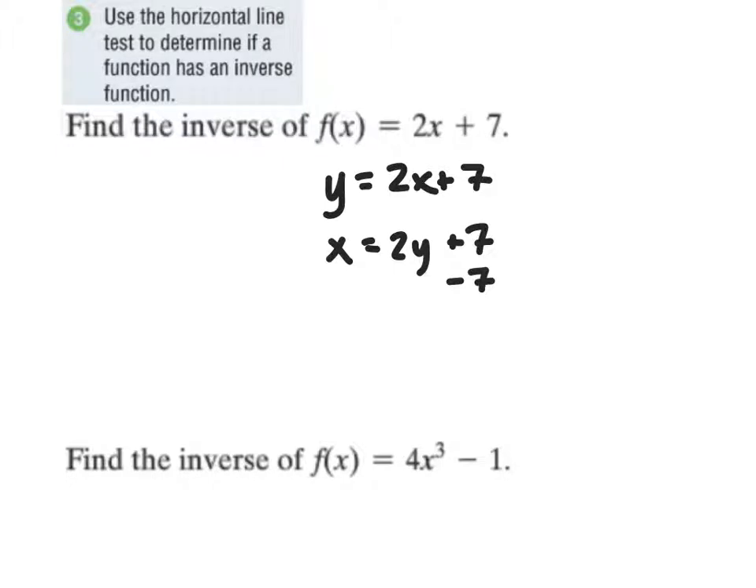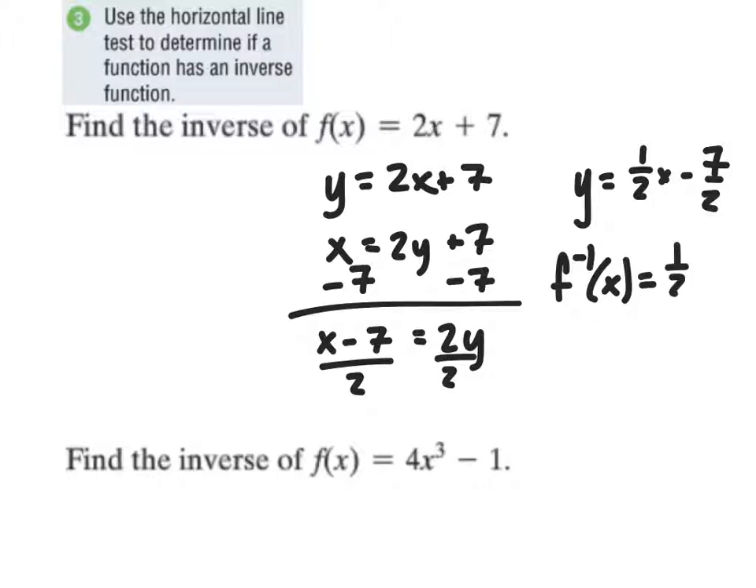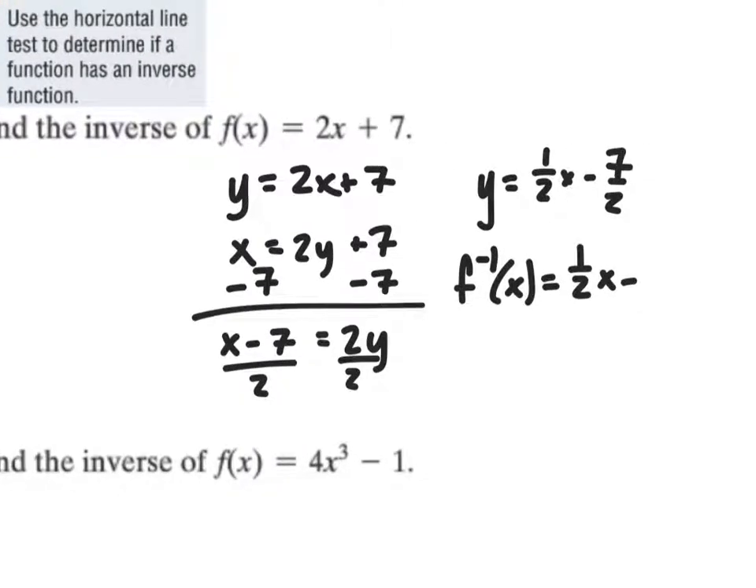So I'm going to subtract 7 from both sides, and we're going to get x minus 7 is equal to 2y. Divide both sides by 2. And so I get this new function, y is equal to 1 half x minus 7 halves. And then to write that using inverse notation, I would say f to the negative 1 of x is equal to 1 half x minus 7 halves. All right, and that's my inverse.